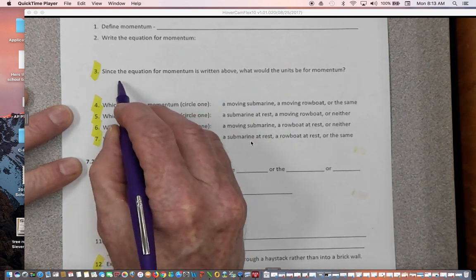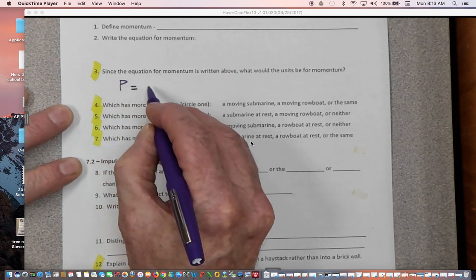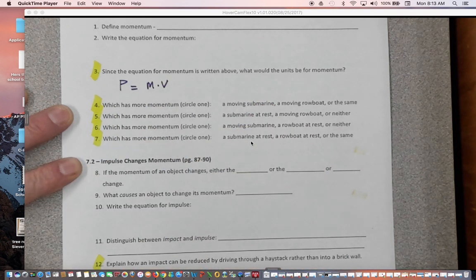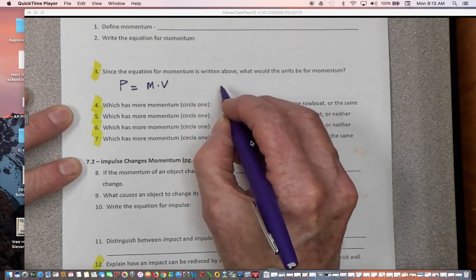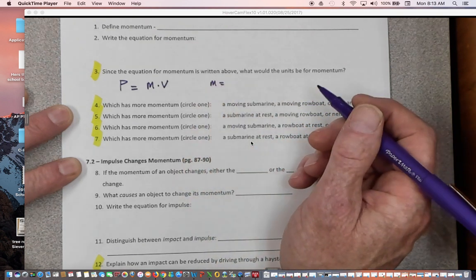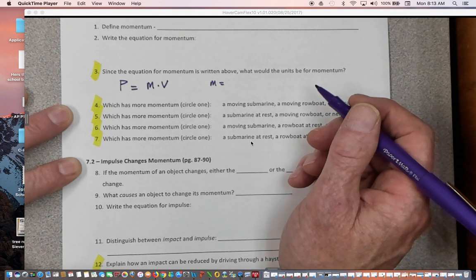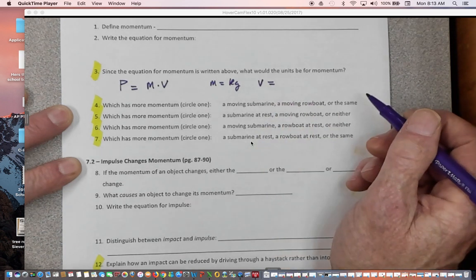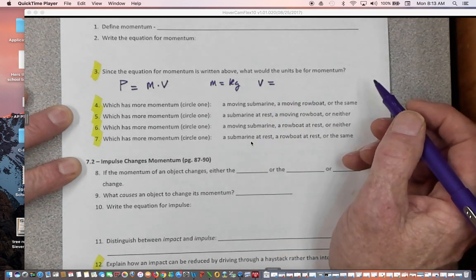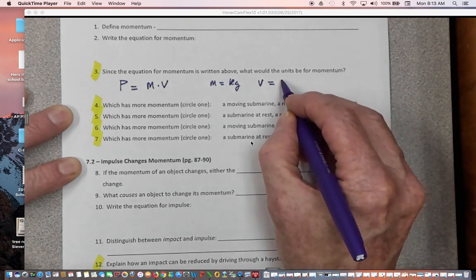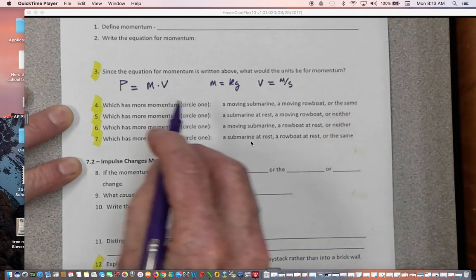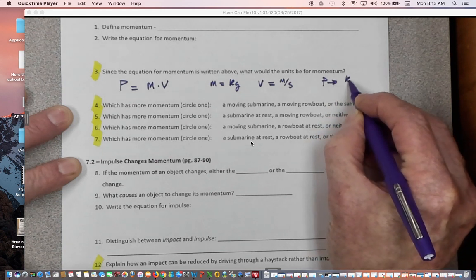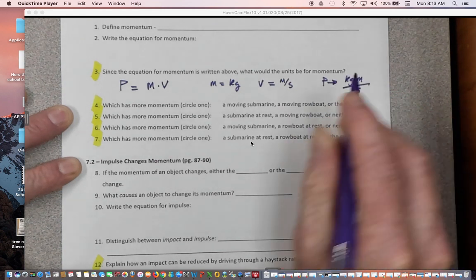So, the equation for momentum, you wrote it up here, or you will, is P, which is a symbol for momentum, equals mass times velocity. Well, we know the units for mass are what? Kilograms. And the units for velocity are meters per second. Then when you multiply kilograms times meters per second, the units for momentum are kilogram meters per second.